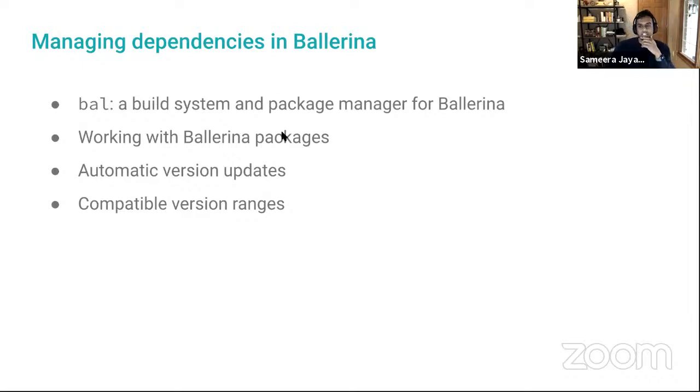Then the compatible version ranges. This is also important because it gives an idea of what the compatible versions are. Let's say you are currently using one version, and what are the other compatible versions that you can upgrade to, right? So let's try to quickly cover these topics in, let's say, 30 to 40 minutes, and see how it goes, all right?